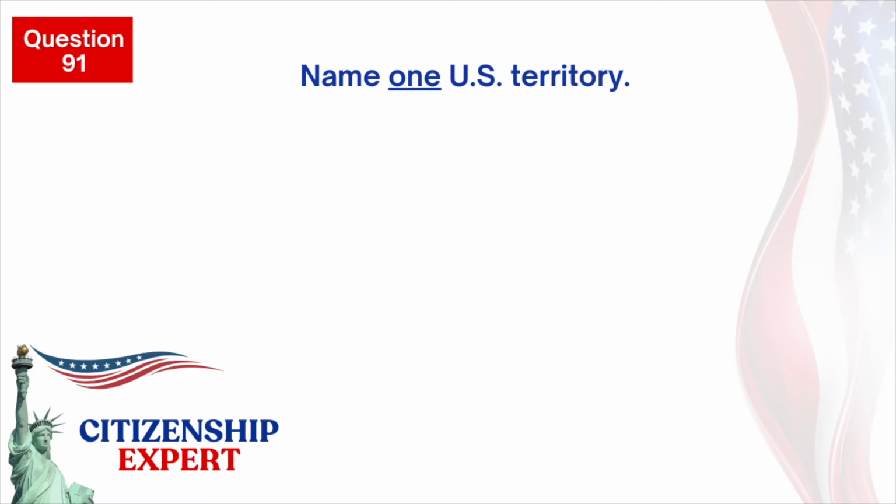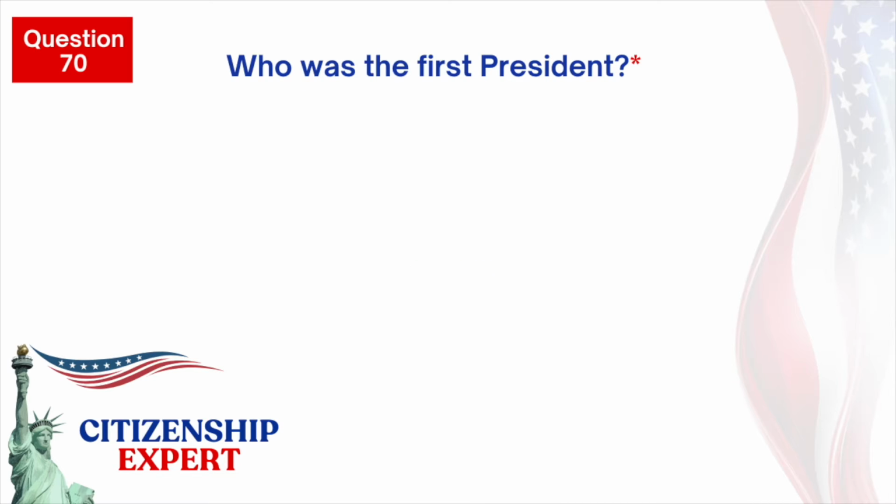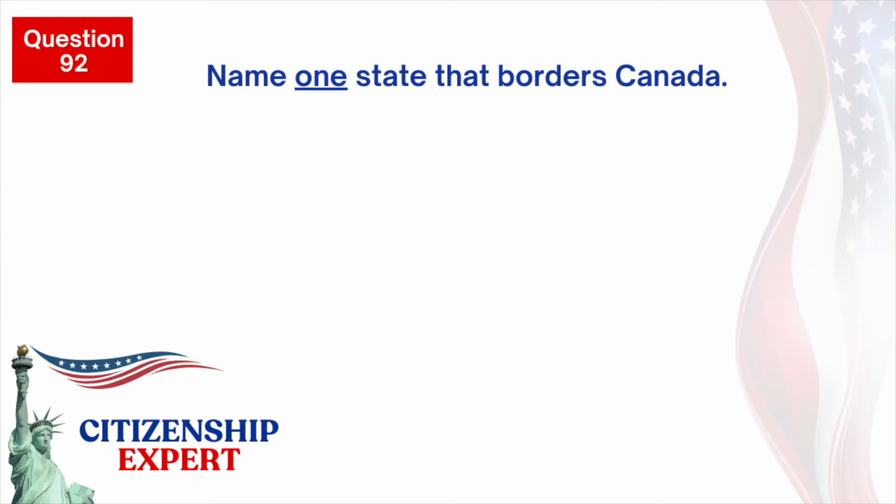Name one U.S. territory. Guam. Who was the first president? George Washington. Name one state that borders Canada. New York.